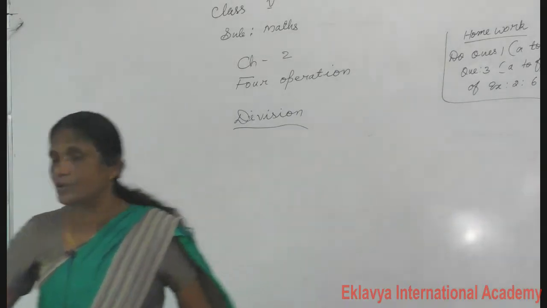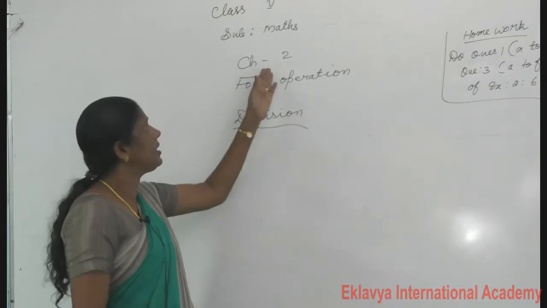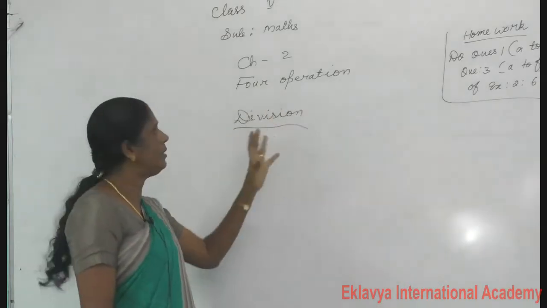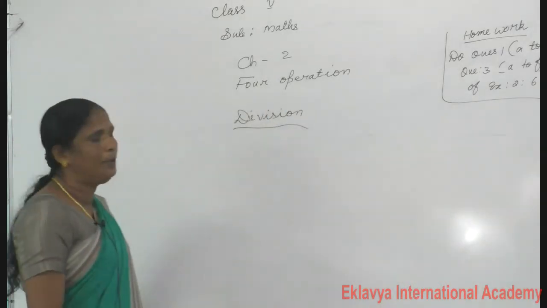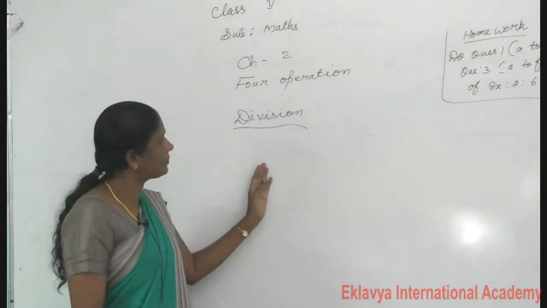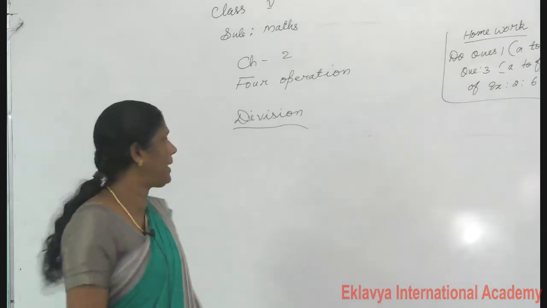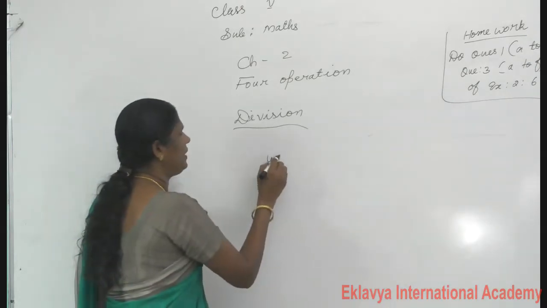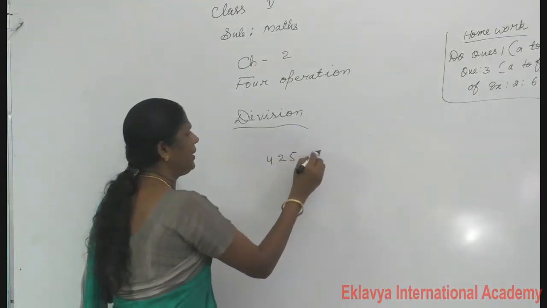Good morning students. Today we will study chapter 2, operations. The fourth part is division. Division means repeated subtraction. For example, 425 divided by 4.